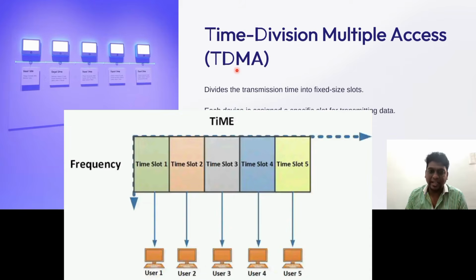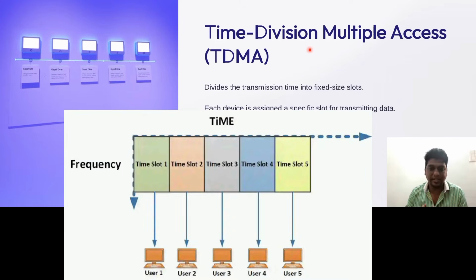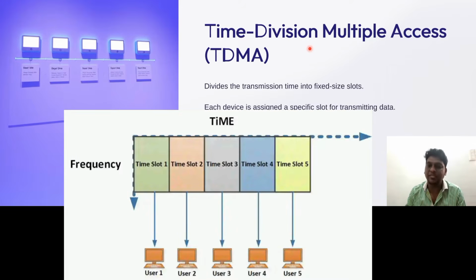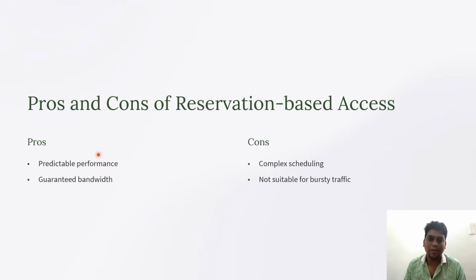An example is TDMA, time division multiple access. It divides the transmission time into fixed time slots. Every user is assigned a specific time slot, and only in that time slot will they transmit the data. There are several pros and cons of this reservation based access.